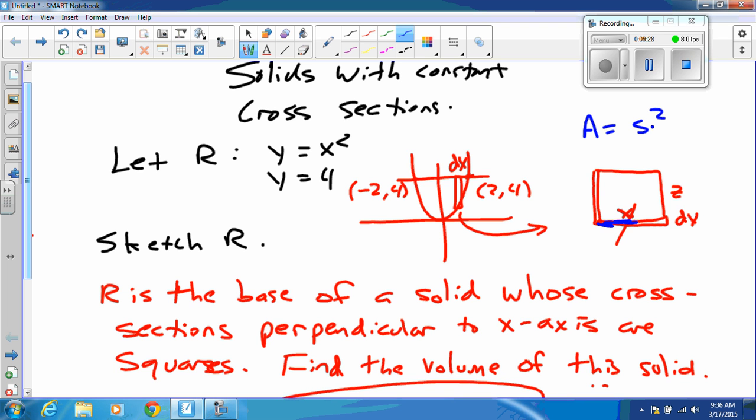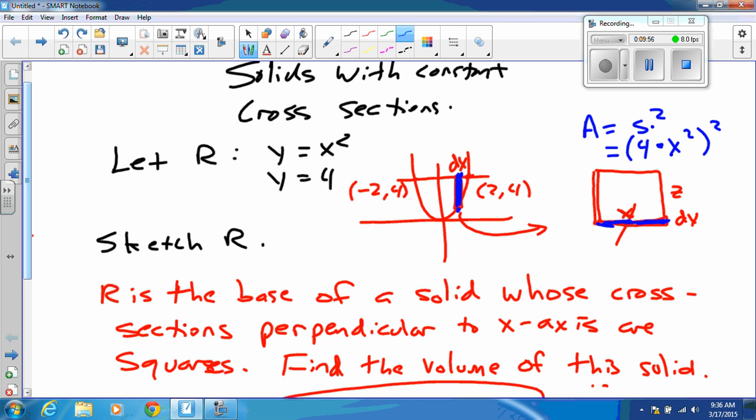And the side here of my cross-section is the representative rectangle that I drew. And I know how to find that length as a function of x. I know that it's going to be this distance, which is top curve minus bottom curve, or 4 minus x squared. Wait, Mr. Easton. Uh-huh.